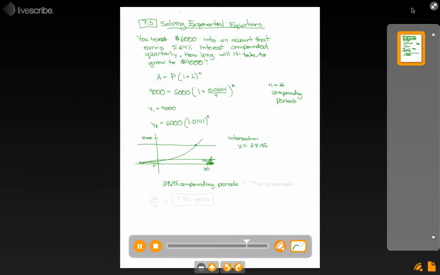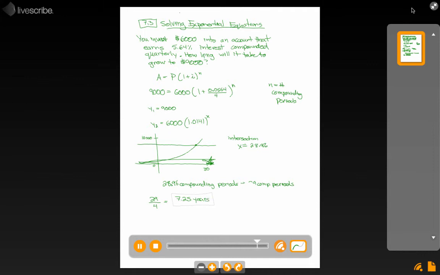It doesn't make sense to round it down to 28, because after 28 compounding periods you would not have enough money. You wouldn't have the $9,000 for the used car. So if I round it up, we're going to round it to 29 compounding periods. And so that would be one way to give your answer. Each compounding period is a quarter of a year. So if I said 29 divided by 4, it gives me 7.25 years.